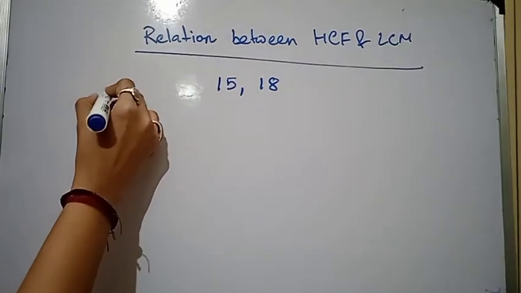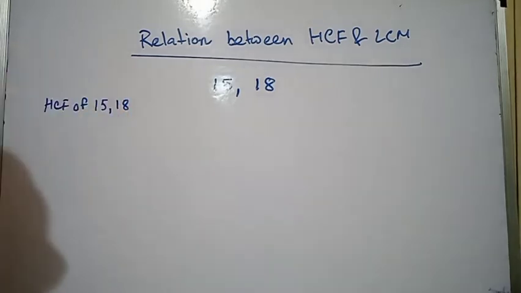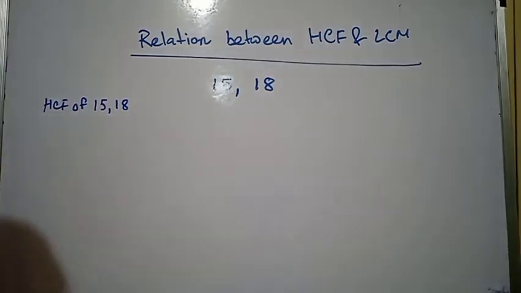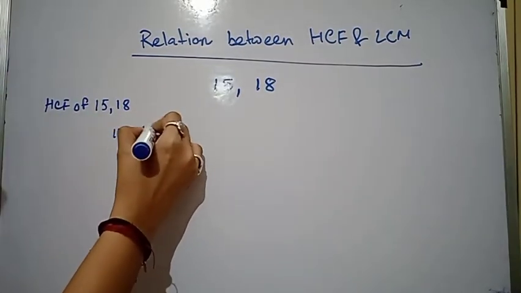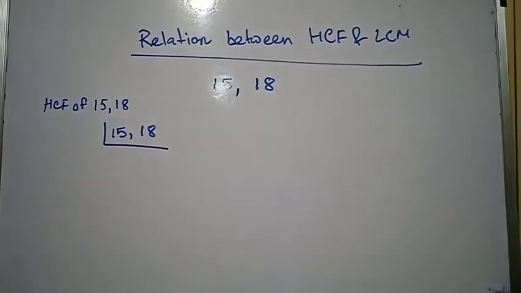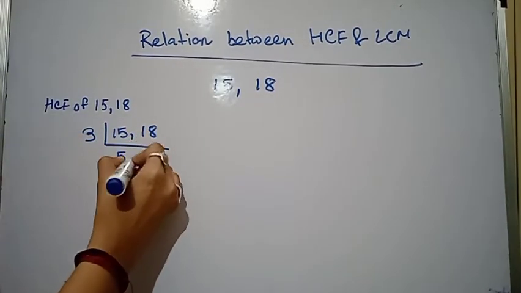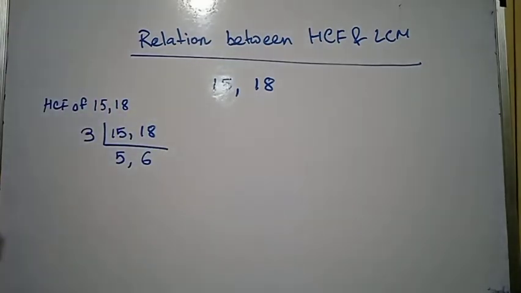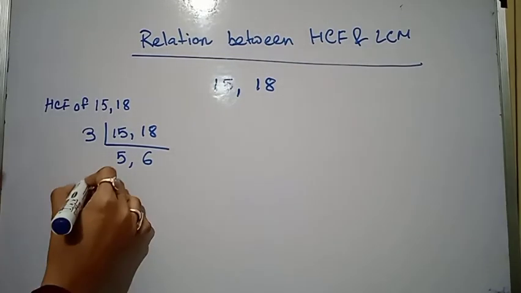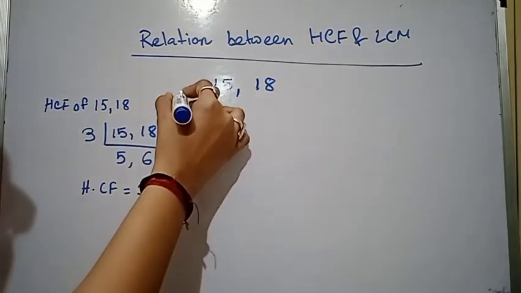So first I am finding the HCF of 15 and 18. I am using the shortcut method. I can divide 15 and 18 both by 3 only, right? That will be 5 and 6. And I cannot divide 5 and 6 together because there is no number which can divide 5 and 6 together. So my HCF will be 3. That is, HCF of 15 and 18 is 3.